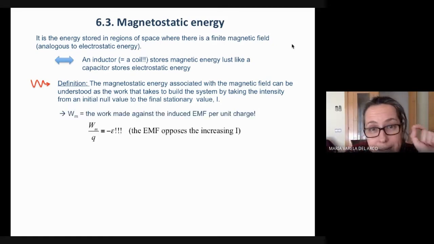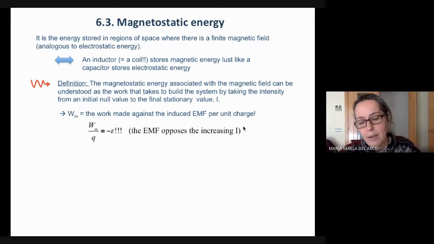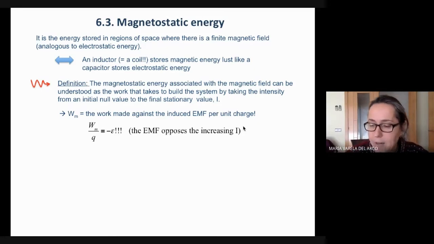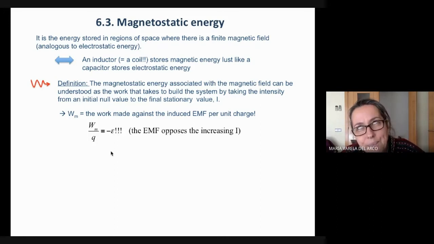The magnetic energy is basically going to be the work made against this induced EMF per unit charge. Just like, in principle, electrostatic energies are potentials per unit charge, right? Voltage per unit charge, this is work. It has dimensions of energy. So this is how we are going to calculate the magnetic energy stored in the final field, right? Minus the electromotive force. Well, actually, energy per unit charge will be that, all right?